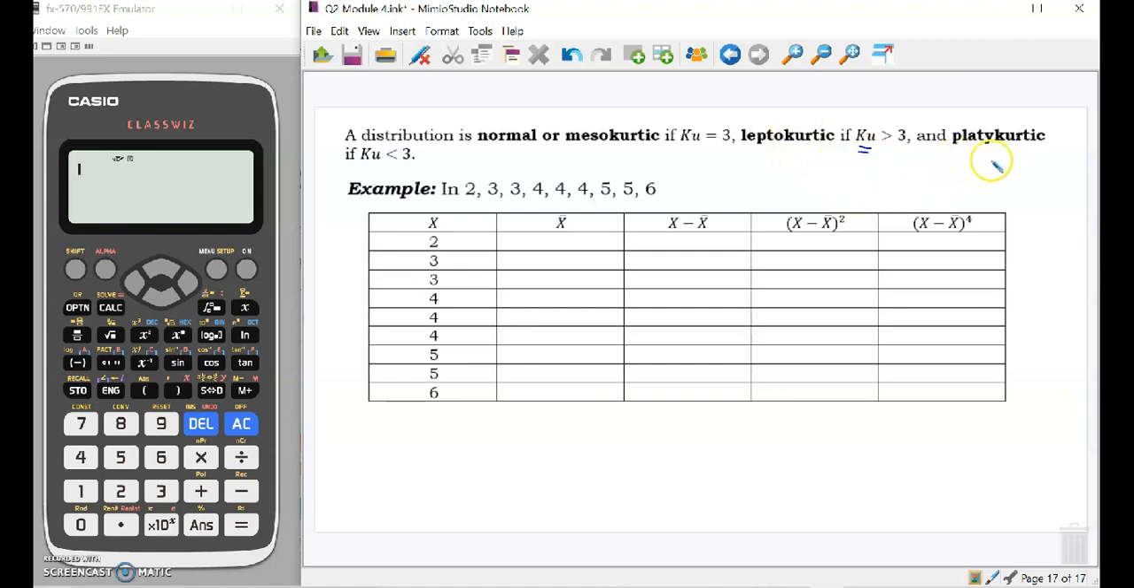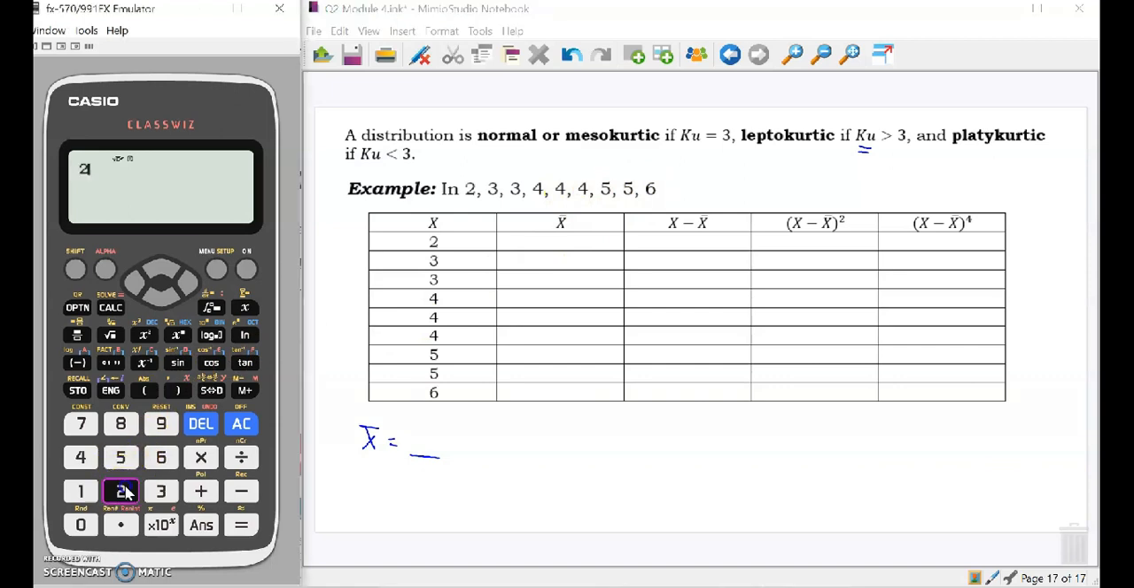And it's a platykurtic distribution if Ku is less than 3. Let's look at the data. So we need the mean. Again, to get the mean, we add everything and divide it by how many values are here? 9. Okay, so we divide everything by 9.